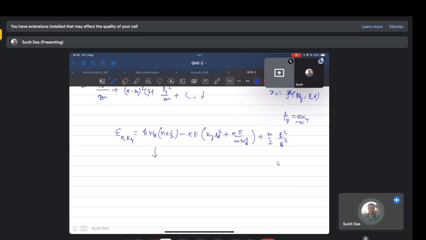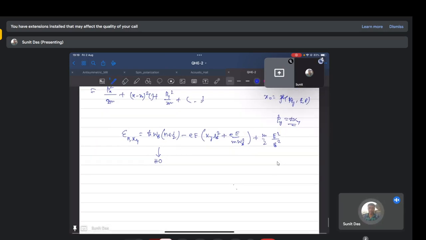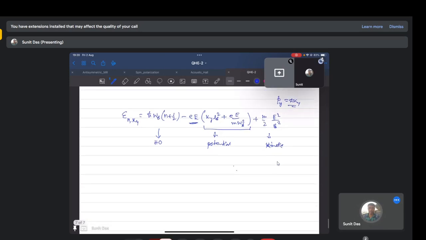So again, this is like a harmonic oscillator, as we have seen previously. And then this is like potential energy, right? So this is minus e electric field and then some length scale, ky lb square, where lb is the length and k is the inverse of length, momentum. So this is length, so it is kind of potential energy. And then this is kind of kinetic energy, because m by 2 v square, and by the way we know that v is given by e by b, right?